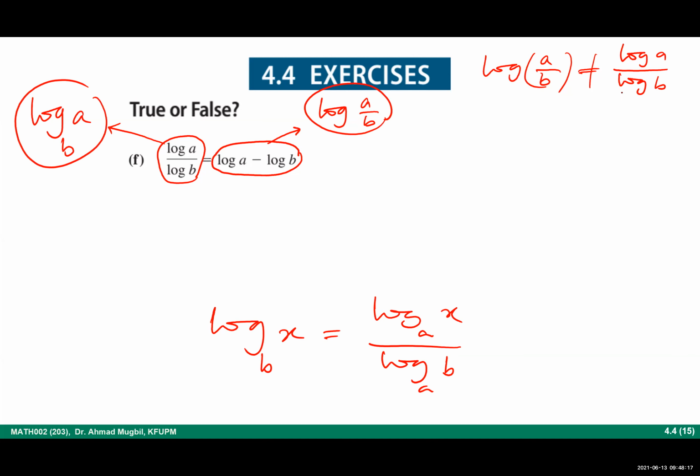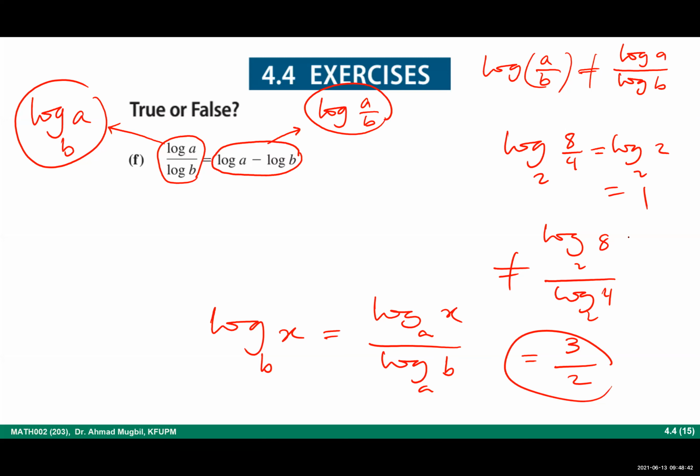Of course, you can take examples about that. For example, take log 2 of 8 over 4, and take log 2 of 8 over log 2 of 4, and they are not the same. You can check that. log 2 of 8 over 4 is log 2 of 2, which is 1. It is not always true of course. But here, log 2 of 8 is 3 and log 2 of 4 is 2. Are they the same? They are not.